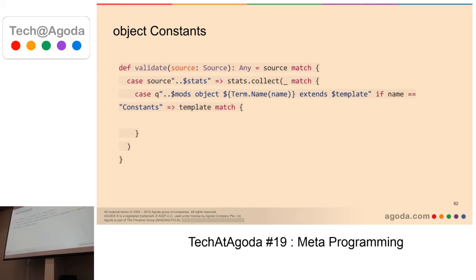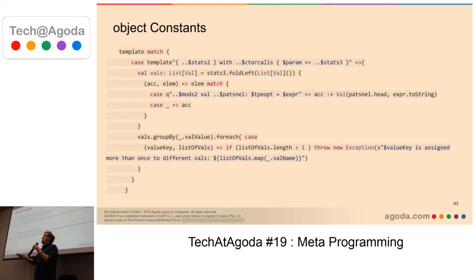So I'm looking for the object, first of all. I have this name. I have the extended types, right? And if the name is equal to constants, then do something. If the name is not constants, I don't want to run this validate method, right? Because I want my convention to work only for the object constants, right? And we will skip the implementation. This is the implementation. The thing is, it can fit on the slide, right? So it probably is not something difficult, right?